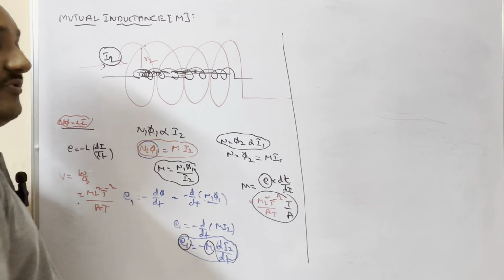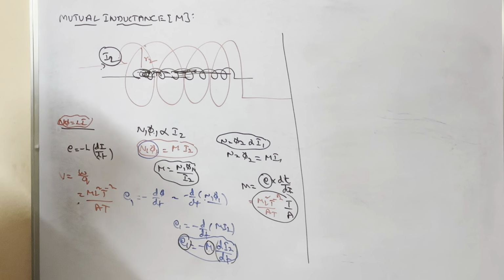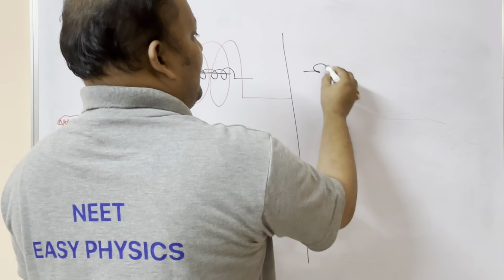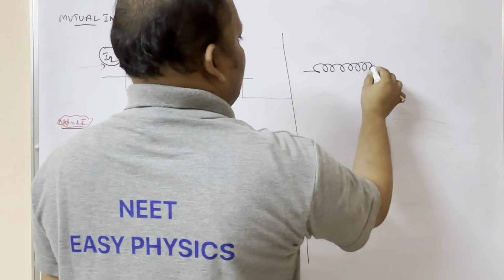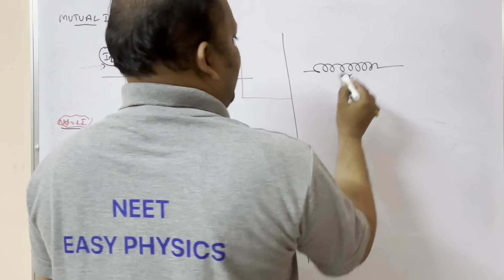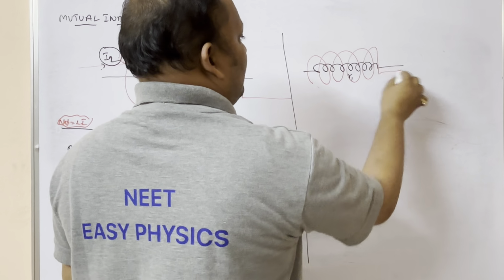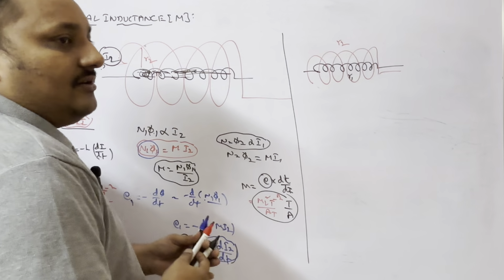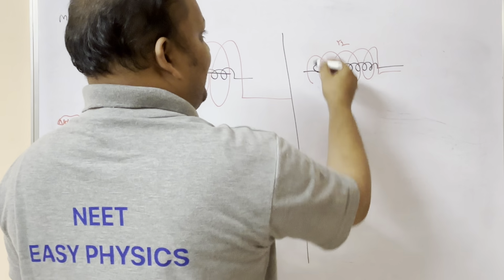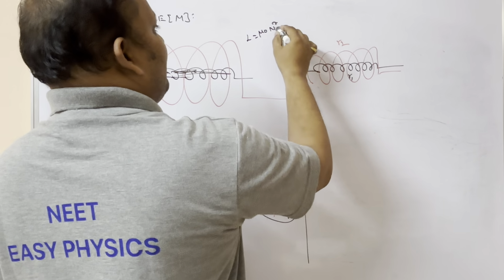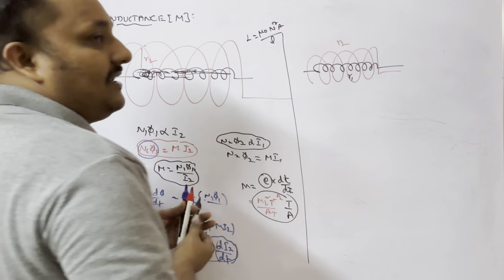Now, for a solenoid, what is the mutual induction we are going to get? How can we remember it easily? Here two coils are there. One coil has radius R1, another coil has radius R2. What is the self-inductance of a solenoid we got? Mu naught n square A by L, that is, capital N square.